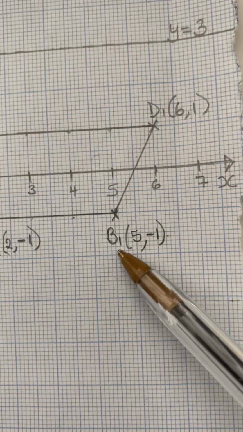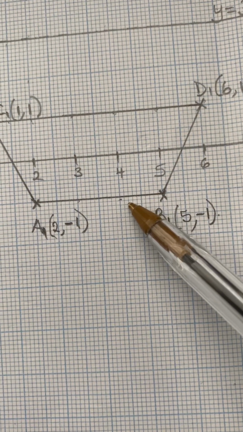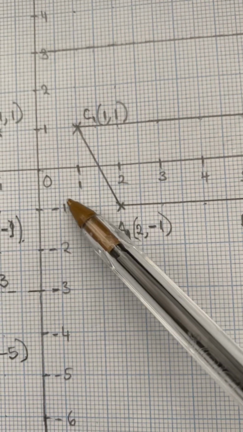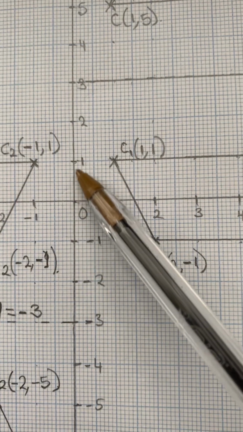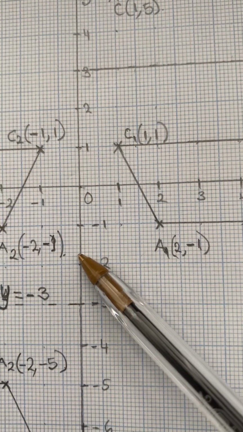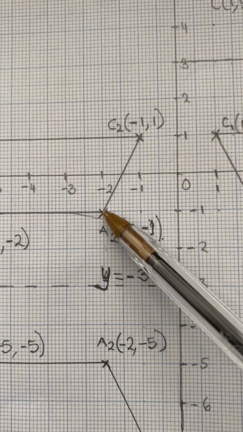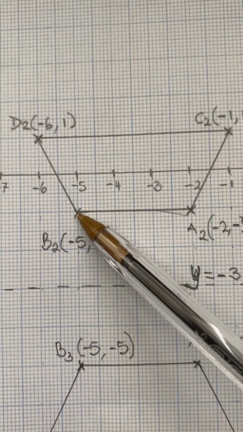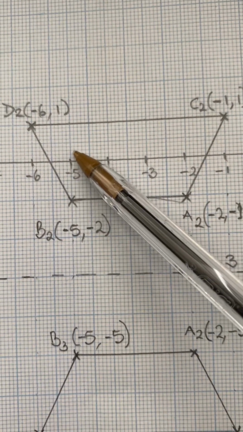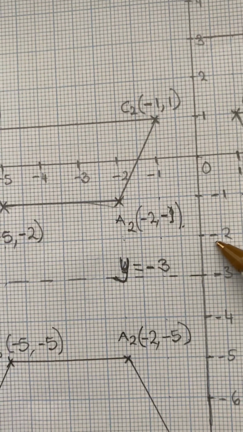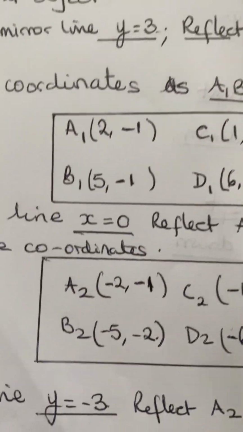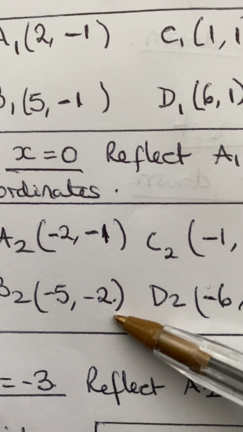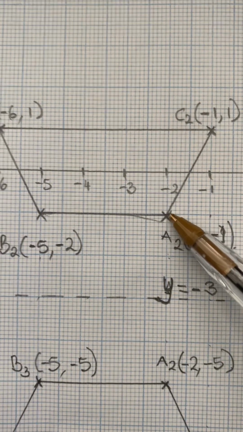Then we go to the B. 1, 2, 3, 4, 5. That is our mirror line now. Okay, so 1, 2, 3, 4, 5. So that will be our B2, which will be minus 5 and minus 2. So we come here, because they said we should list minus 5, minus 2, but we still have to plot it on the graph.